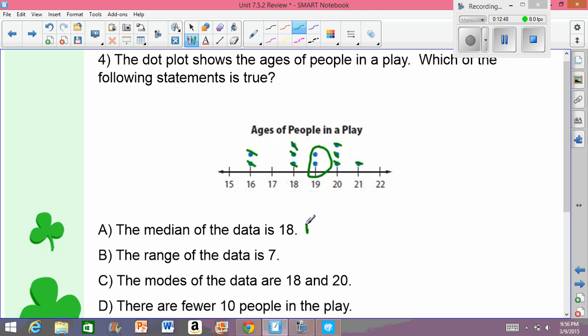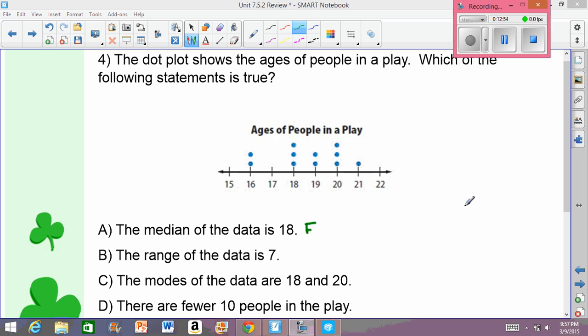So statement A is false. That is not the correct answer to our problem. So now let's have a look at statement B.